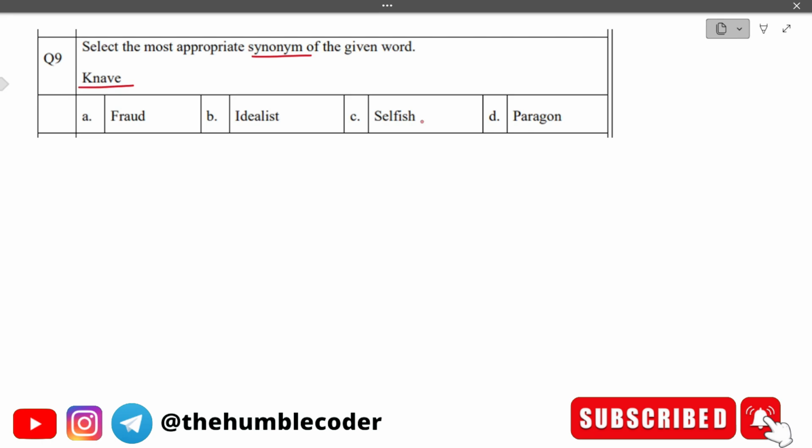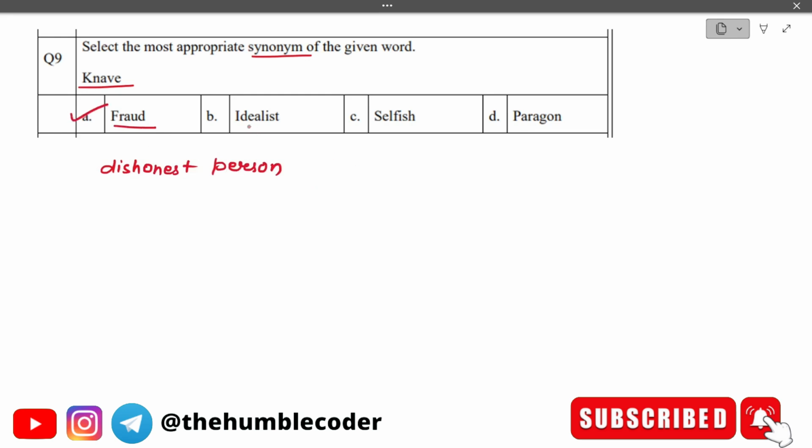Okay, what "knave" means is, see, the word "knave" refers to a dishonest or uncultured or unscrupulous person. Okay, basically, what does that mean? A person who is dishonest. Okay, so "knave" means what? Dishonest person, you can say. Okay, now with this you will get the hint. Dishonest person is what? Fraud, right? The correct answer in this case would be fraud.